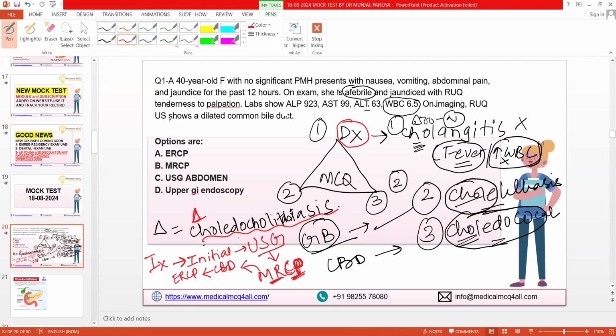They enter the scope from the mouth. Do you doubt or do you know? No guessing. I know, sir. It's through the mouth only. Okay, so they enter the scope from the mouth, and the tip of the scope goes up to which level? Till the ampulla of Vater.